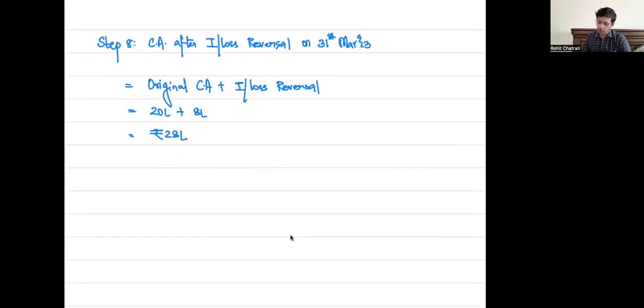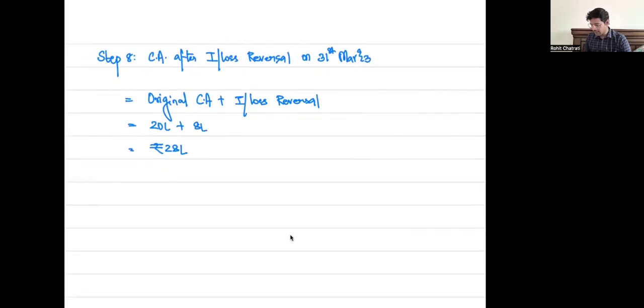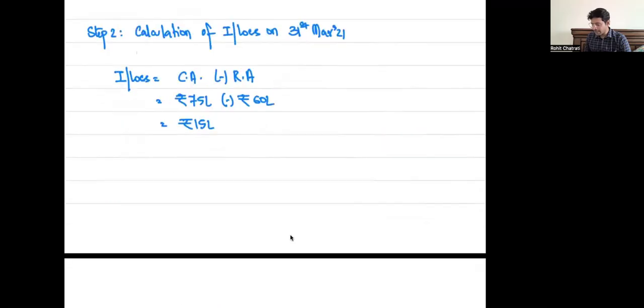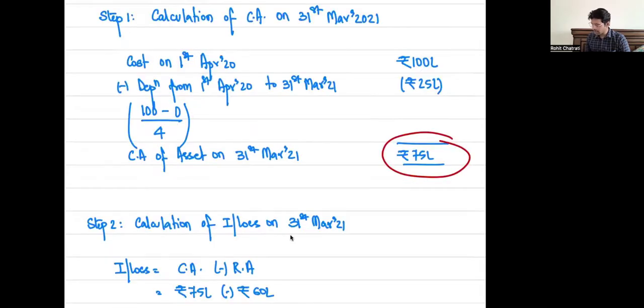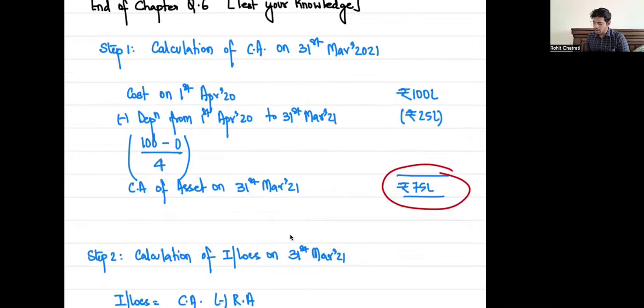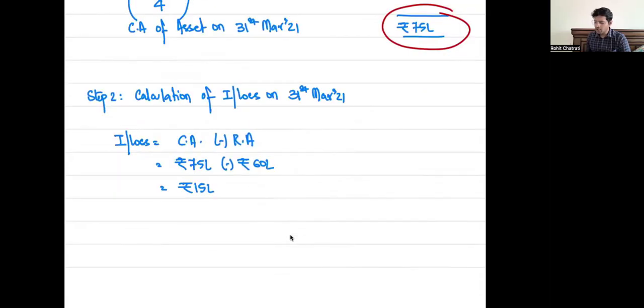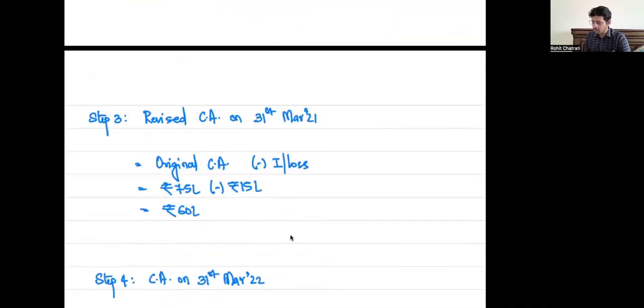Now I just have a thought. Let us say I did not recognize impairment loss here at all, if this impairment loss of 15 lakhs was not at all recognized, I just want to compare what the carrying amount would have been on 31st of March 23. Assuming that on 31st of March 21, I do not recognize impairment loss, I just want to see for the purpose of comparison what the carrying amount on 31st of March 2023 would have been like.